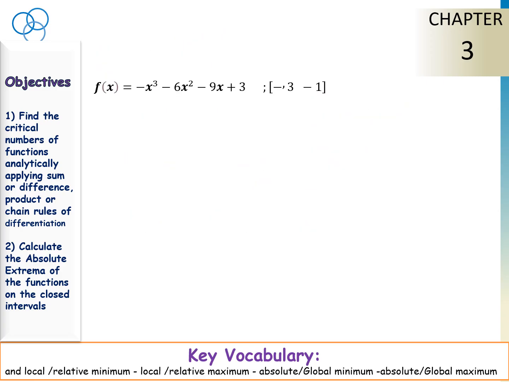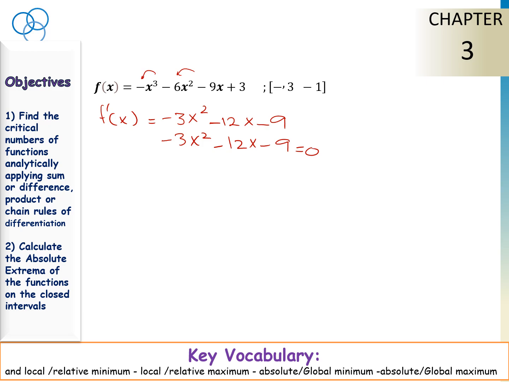Let's try one more question. The first thing is to take the derivative. So minus x cube, the derivative will be negative 3x square. Minus 2 times 6 will give us 12x. Minus the derivative of 9x is 9, and the derivative of 3x is 0. Now you set the equation equal to 0.